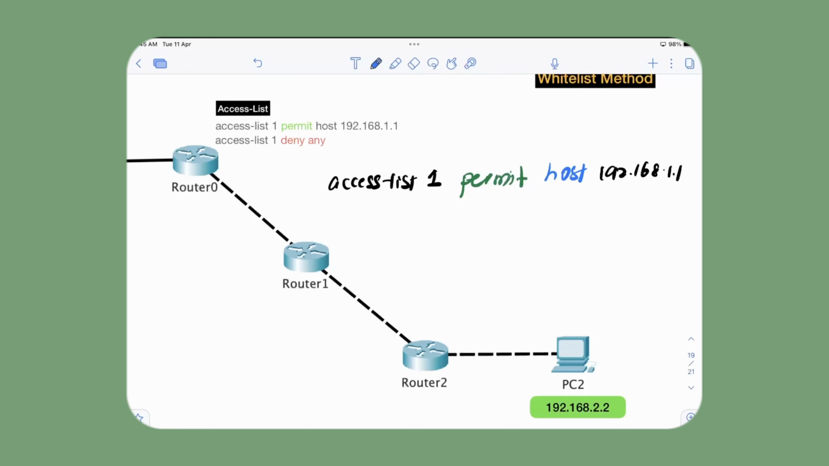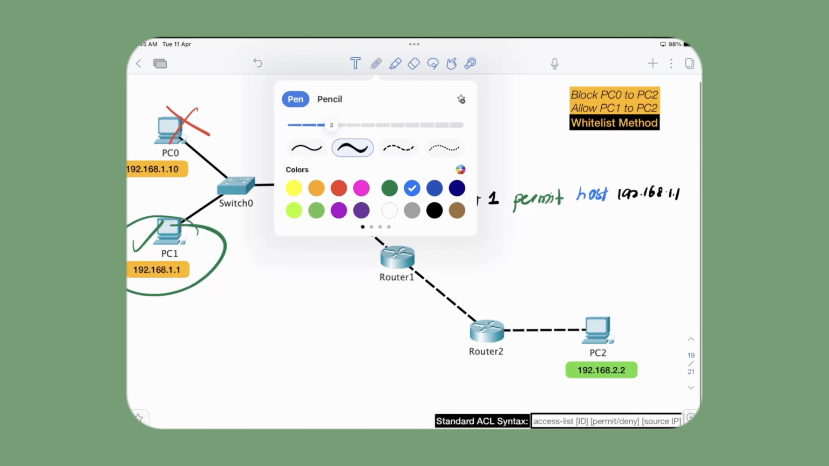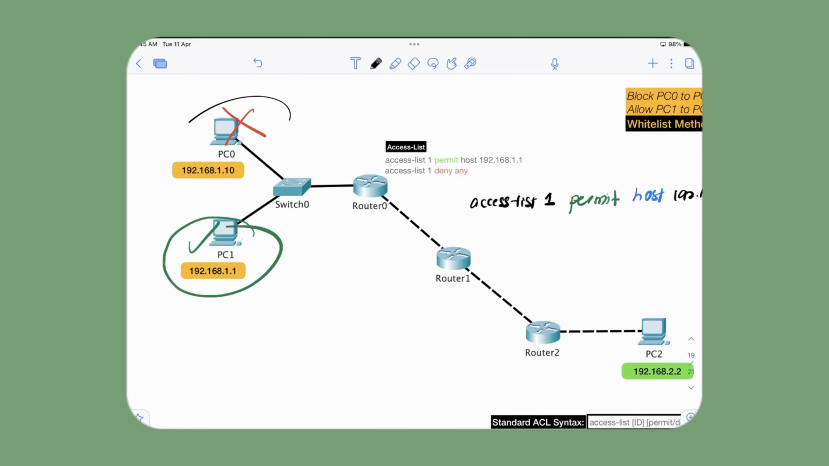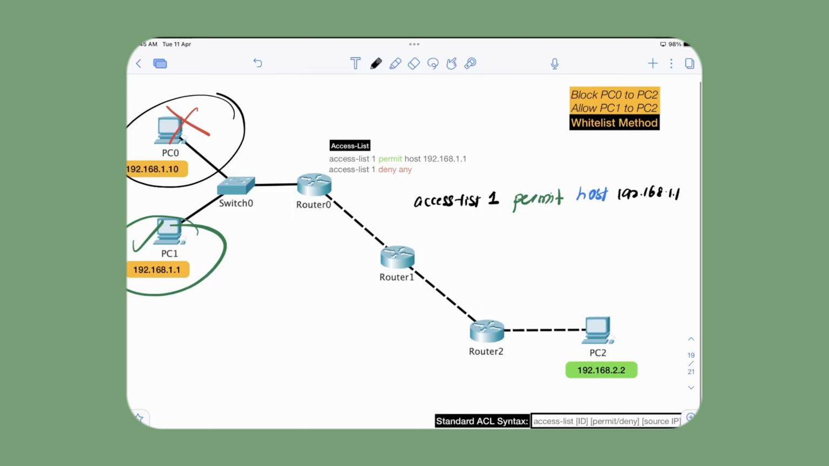Okay? Now, you see why? Because right now, normally what we will do is, after you've done the first line, you still have this to do, which is to block PC0. So you will write something like this, access list 1. Then you deny.